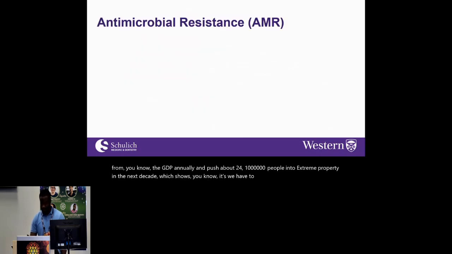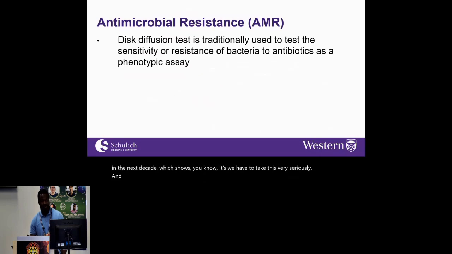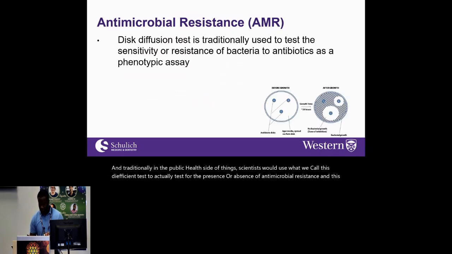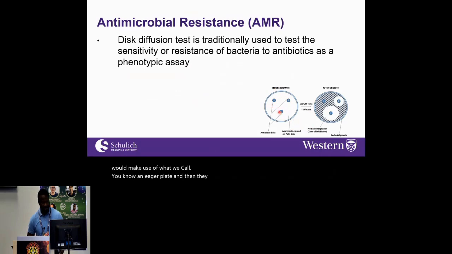Traditionally, on the public health side of things, scientists would use what we call the disk diffusion test to test for the presence or absence of antimicrobial resistance. This involves growing the bacteria in the lab. Usually, they would make use of an agar plate, and they'll have filter paper with antibiotics positioned around the agar plate. They then streak the bacteria across the agar and let it grow for 24 hours.